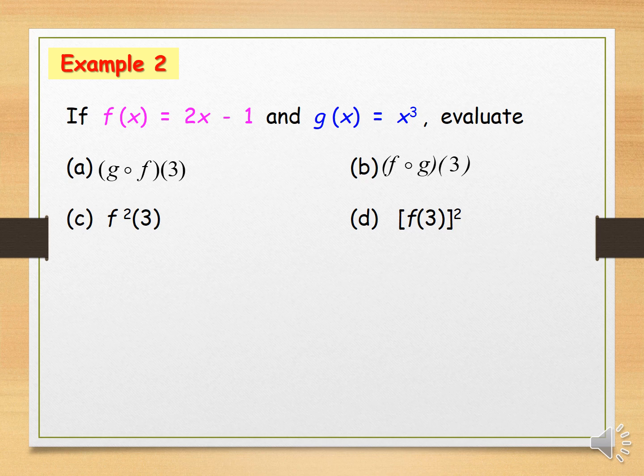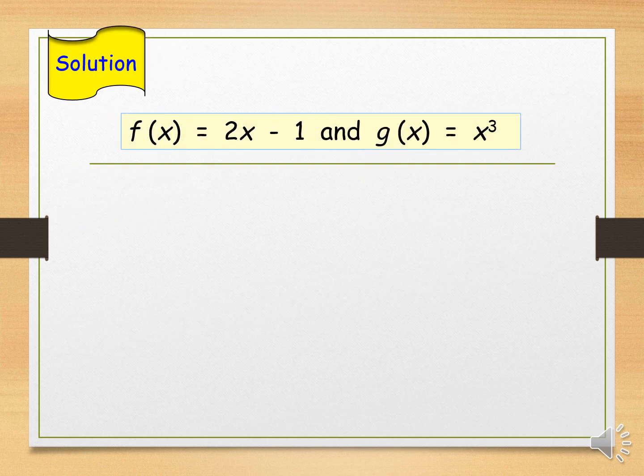Example 2. If f(x) equals 2x minus 1 and g(x) equals x cubed, evaluate g composite f(3), f composite g(3), f squared(3), and f(3) squared. Solution. f(x) equals 2x minus 1 and g(x) equals x cubed. Find g composite f(3).